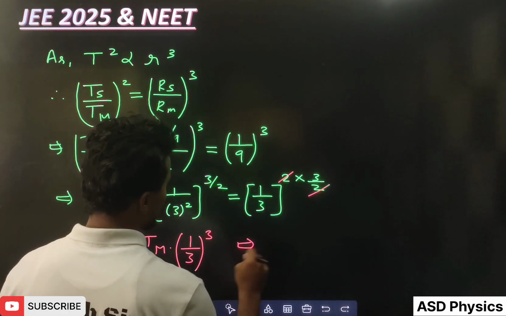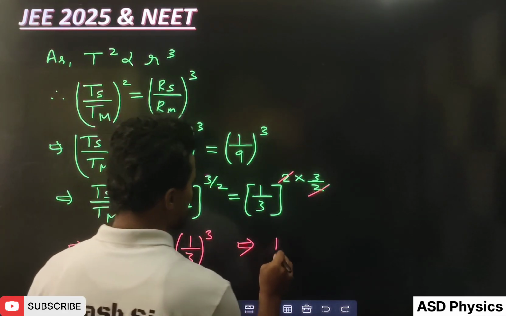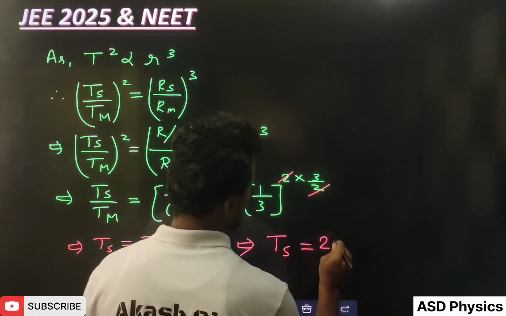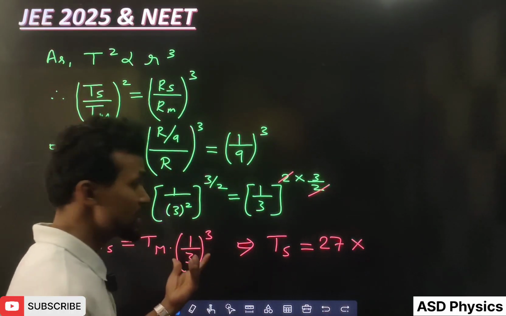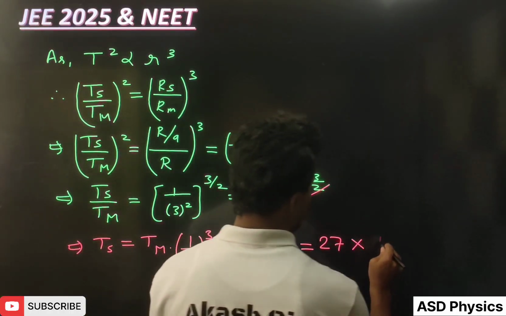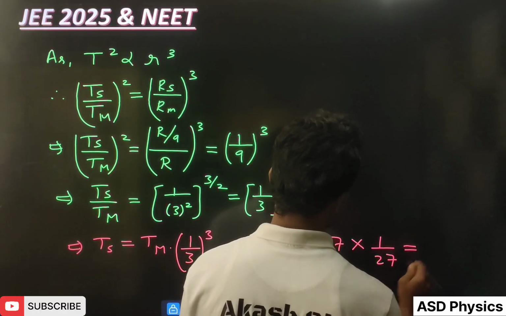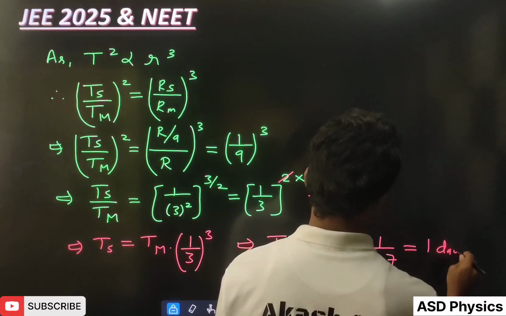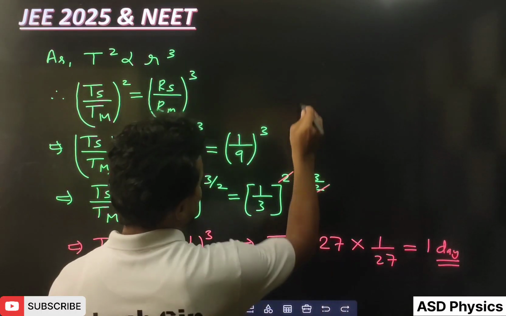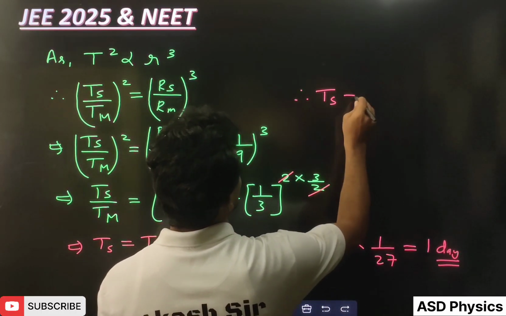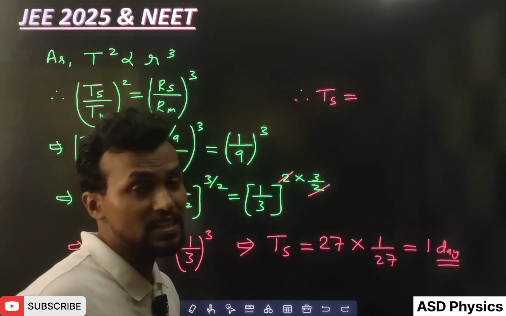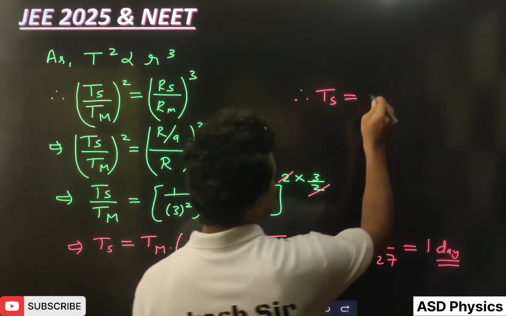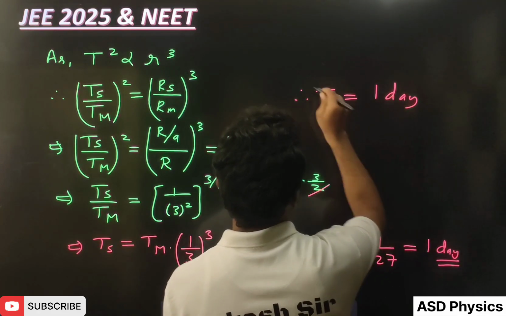Now after that, if I write the next one, this Ts is the time period of the satellite. Tm, how much is given here? 27, and into 1 by 3 cube is also how much here? 27. So 27 into 1 by 27, what is coming here? 1. And the unit will be the same, what is coming here? 1 day. That means hence we can tell the time period of the rotation of the satellite around the planet, in our case Earth, is 1 day. This is the answer.